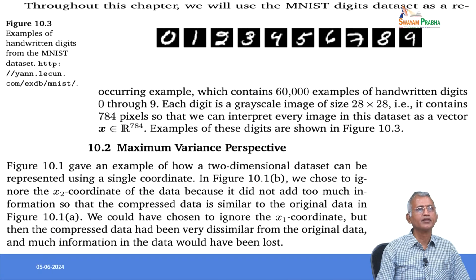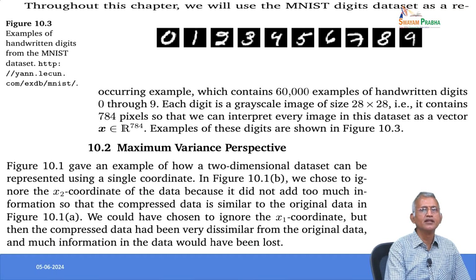code z. So, this is the picture corresponding to our handwritten digits from the MNIST data set, which we will use, and which contains 60,000 examples of handwritten digits 0 to 9. Each digit is a grayscale image of size 28 cross 28. So, it consists of 784 pixels, so that we can interpret every image in this data set as a vector, and this is the digit shown in the figure.